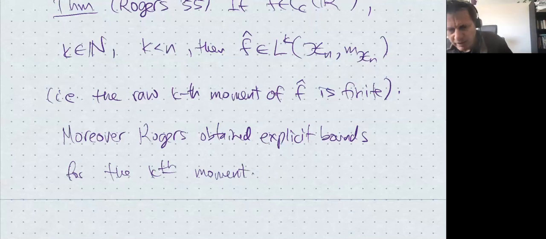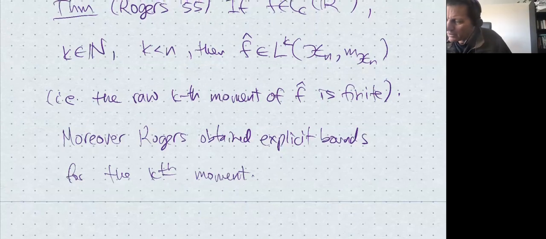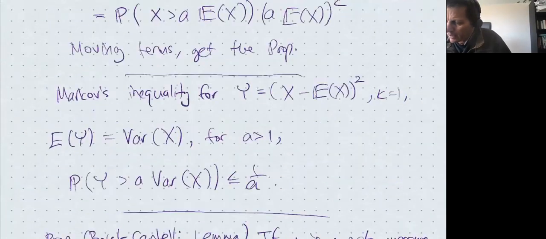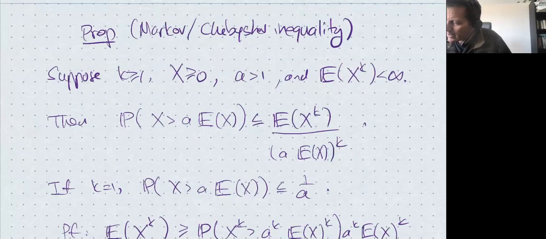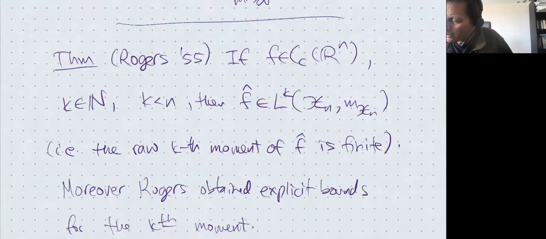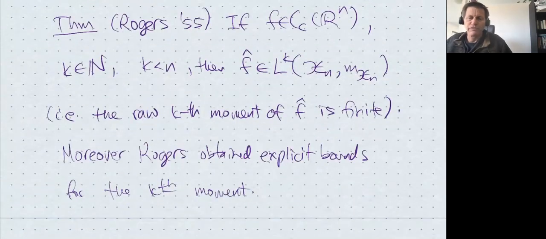When I say explicit bounds, what do I actually mean? Let me just remind you. Let's go back to the Markov inequality. I said that the kth moment is the average of x to the k. And so when I say an explicit bound, what I actually mean is that I'd like this number and this number to be close. The expectation of x to the k should be close to the expectation of x, quantity to the k. And that's sort of what I mean by an explicit bound. And you're going to see some examples. So this is what Rogers proved in 55.